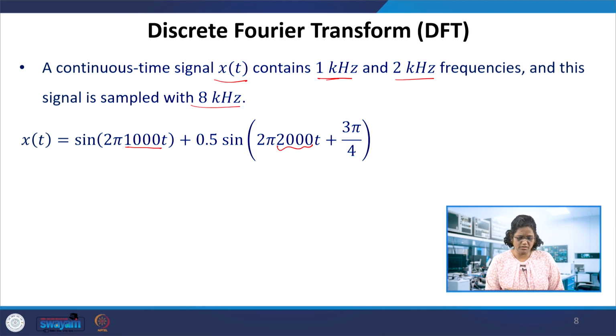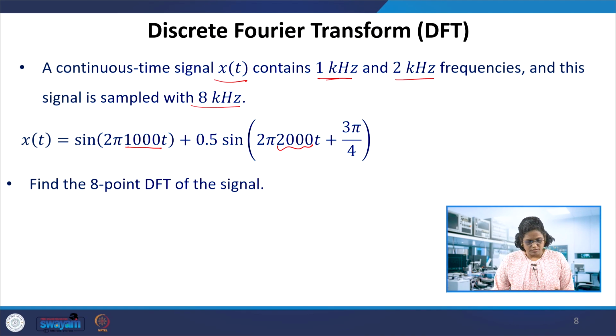This is a continuous time signal. We are going to sample it to apply the DFT here. So the DFT will be the sampled version of the DTFT which we had in the previous slide. To find the DFT of x of t, find the 8-point DFT of the signal. Actually, we perform the DFT to get the frequency components which are present in the input signal.